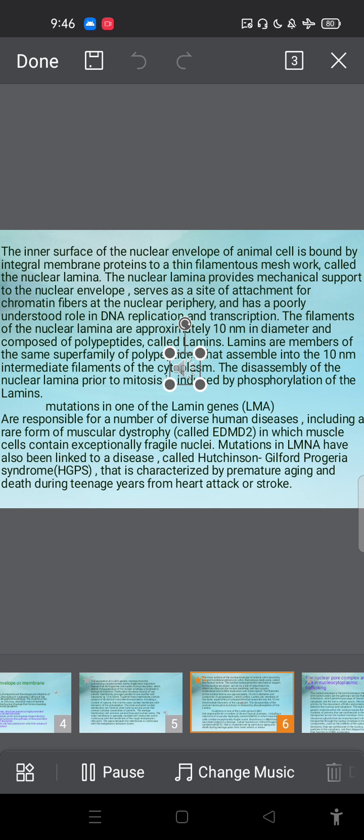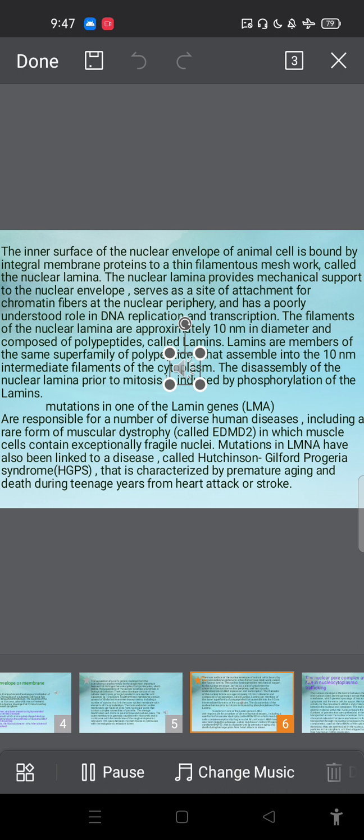The inner surface of the nuclear envelope of animal cell is bound by integral membrane proteins to a thin filamentous meshwork called the nuclear lamina. The nuclear lamina provides mechanical support to the nuclear envelope, serves as a site of attachment for chromatin fibers at the nuclear periphery, and has a poorly understood role in DNA replication and transcription.